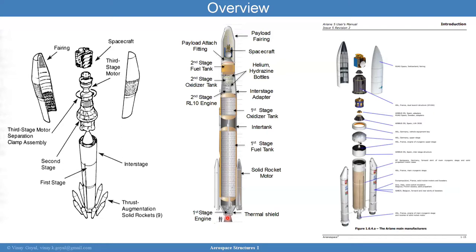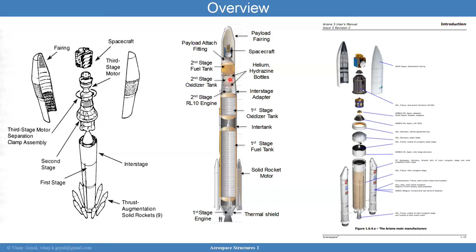You're also going to have, for the second stage, something very similar. You're going to have an oxidizer tank and a fuel tank, and these fluids together provide the components necessary for combustion in the engine. In this case, what I'm depicting is the RL10 engine, because that's what the ULA launch website had shown.